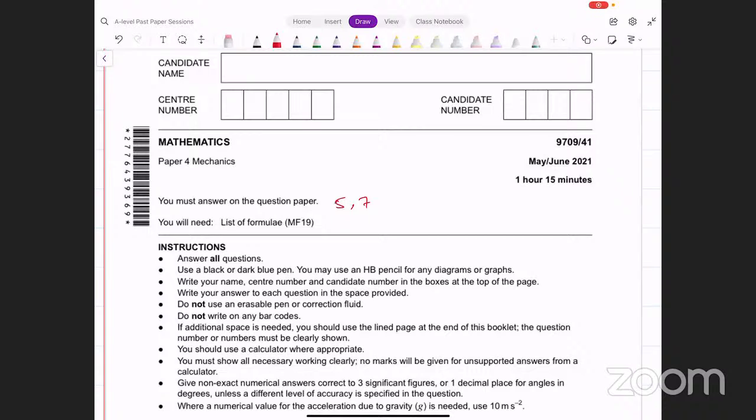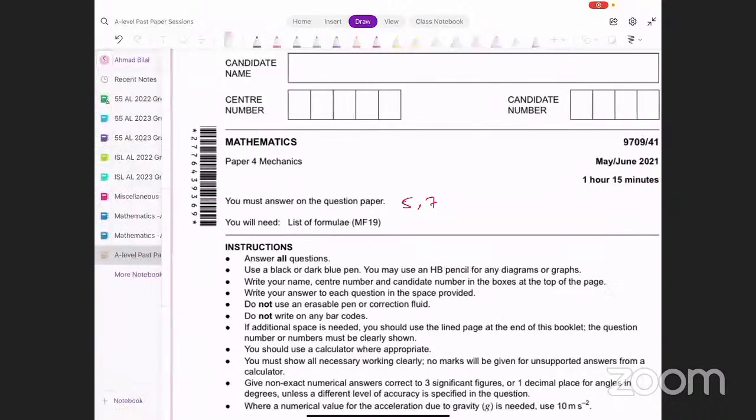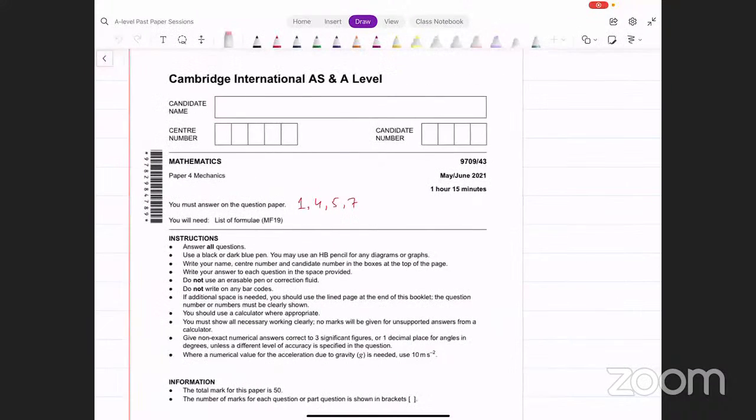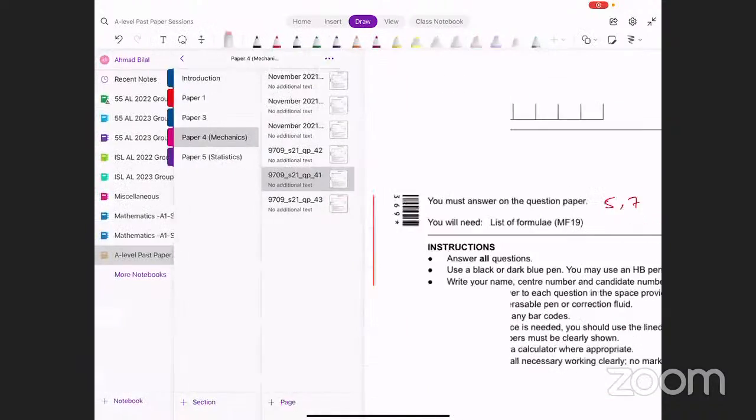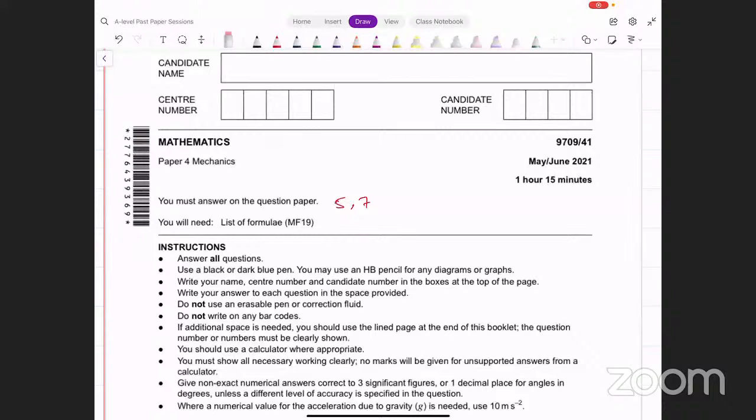So today the plan is we are going to be doing these two papers, paper 4.1 of June 2021 and paper 4.3 of the same session. ये दो papers आज हम देख रहे होंगे इंशाल्लाह. From paper 4.1, we are going to be doing these two questions, question number 5 and 7. ये दो questions कर रहे होंगे. These are relatively more complicated.